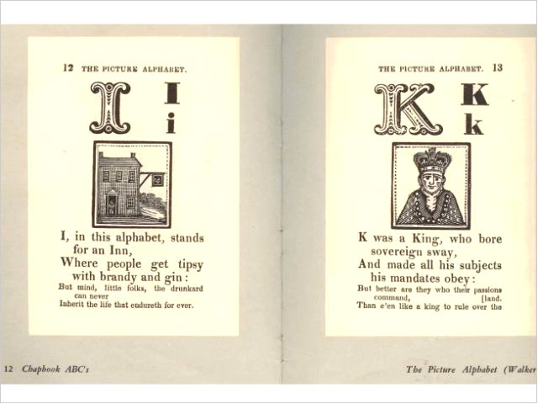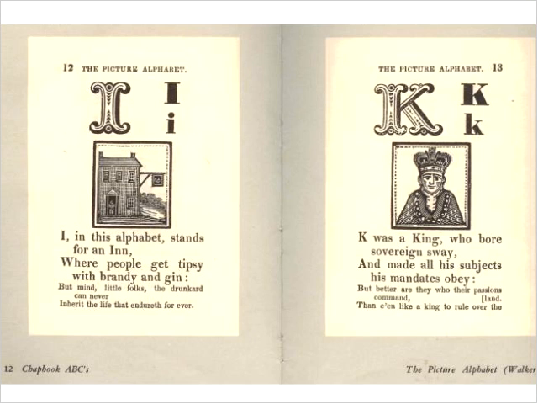And in fact, as inappropriate as this is now, in those days, I in this alphabet stands for an in, where people get tipsy with brandy and gin. Clearly not something we would want to use with young children these days. But at least it's I for in, not I for ice cream. Often you find that in an alphabet. They choose to take the long vowel phoneme as opposed to the short. So actually, to all intents and purposes, this is quite a useful little page.